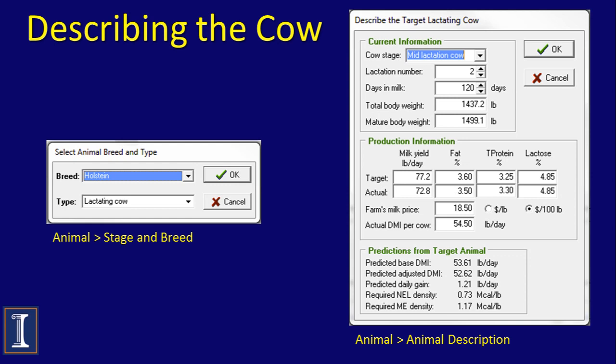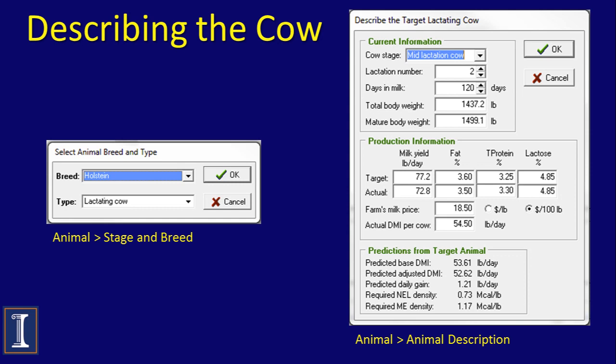Days in milk is critical. As days in milk gets very short, let's say 40 or 30 days in milk, you will lose dry matter intake based on the NRC requirement guideline table. So be very careful. If you don't want the computer taking dry matter away from you, keep this at least 100 days in milk.